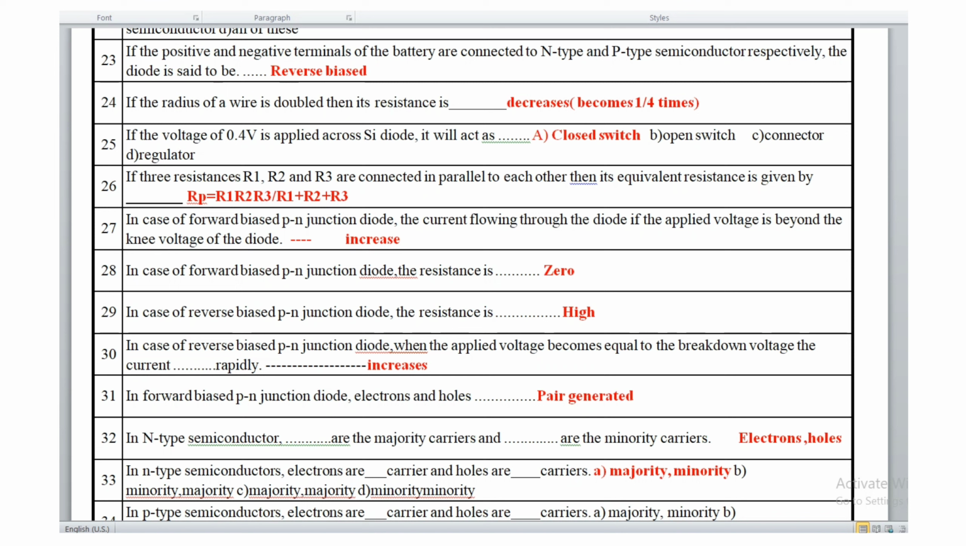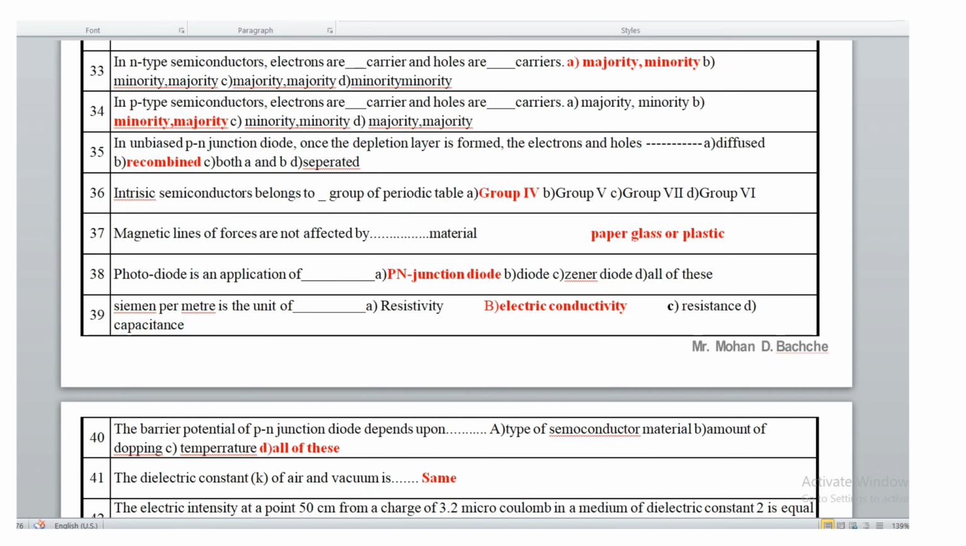In N-type semiconductor, electrons are the majority carriers and holes are the minority carriers. In P-type semiconductor, electrons are minority and holes are majority carriers. In an unbiased PN junction diode, once the depletion layer is formed, the electrons and holes recombine.